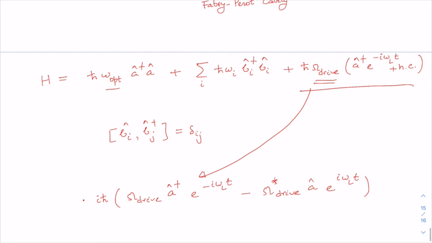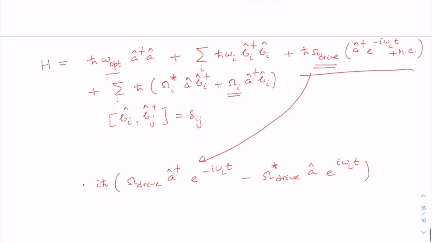We'll come to that. And there would be another term that would be a summation over all the bath oscillators, H cross omega I star A BI dagger plus omega I A dagger BI. So this particular term actually refers to the fact that there is a coupling between the system and bath, and the strength of the coupling between the cavity mode and the ith bath oscillator mode is given by omega I. So this is the usual coupling, and we are now going to analyze it.